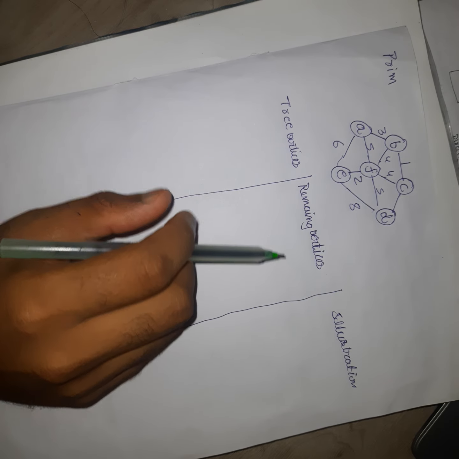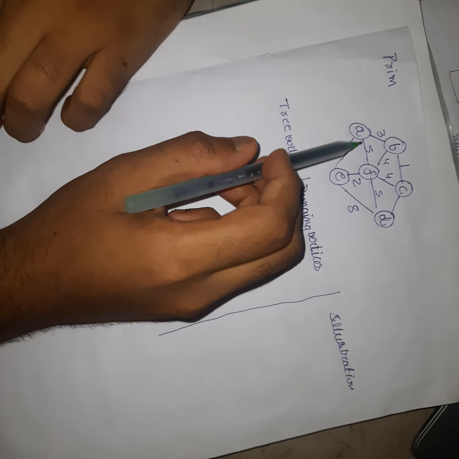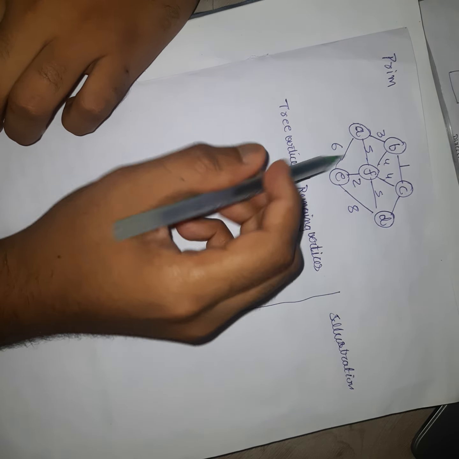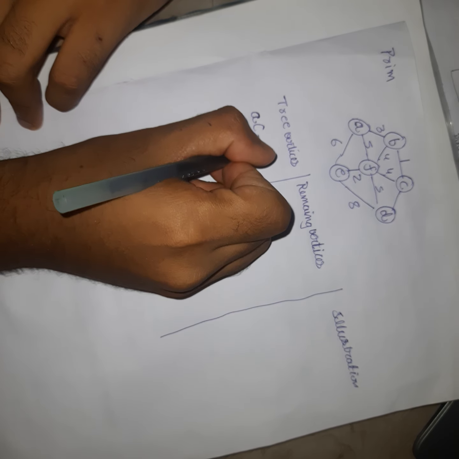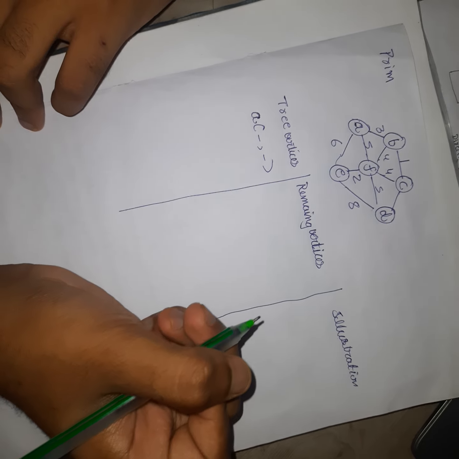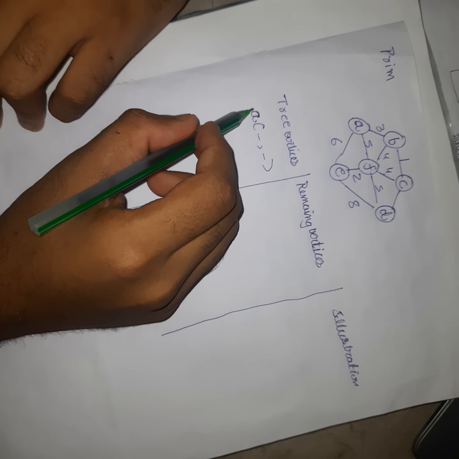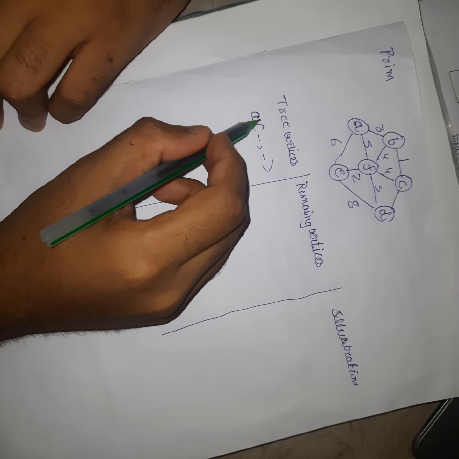Okay. Tree vertices, you will start from here. You will start from A. This is Prim's algorithm. First, you will start from A. Just write like this. You have visited, now you are in A, right? So write A.